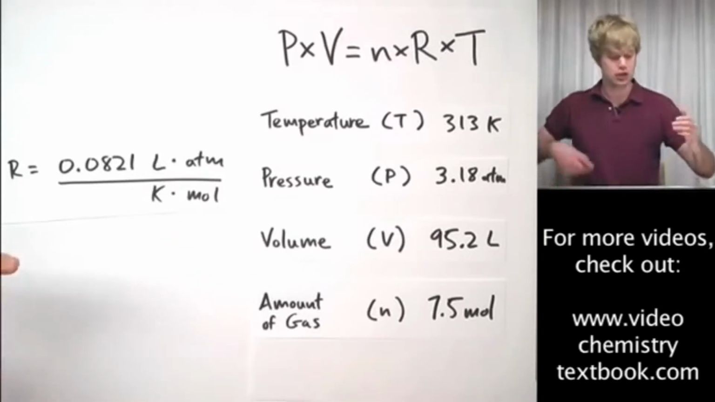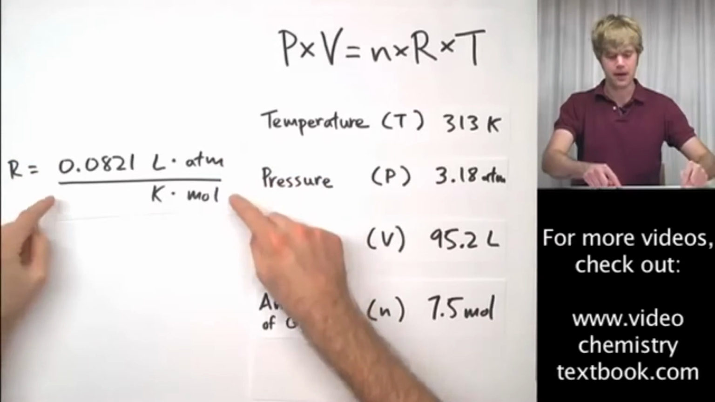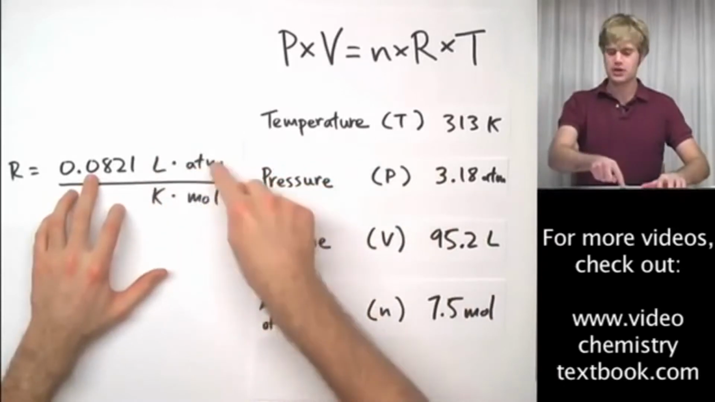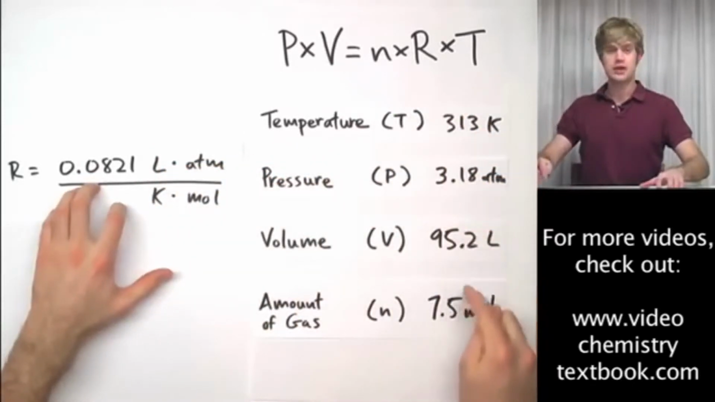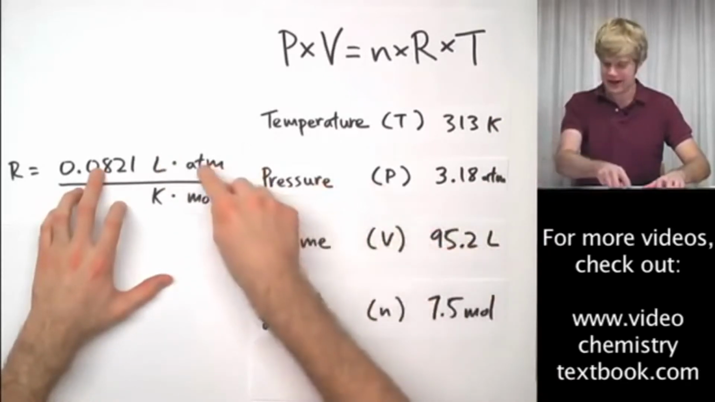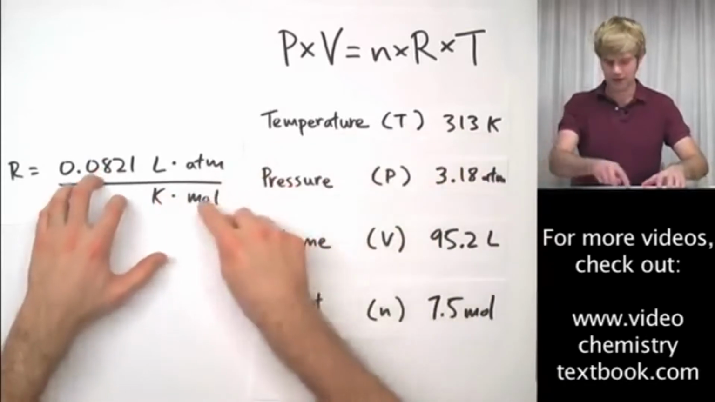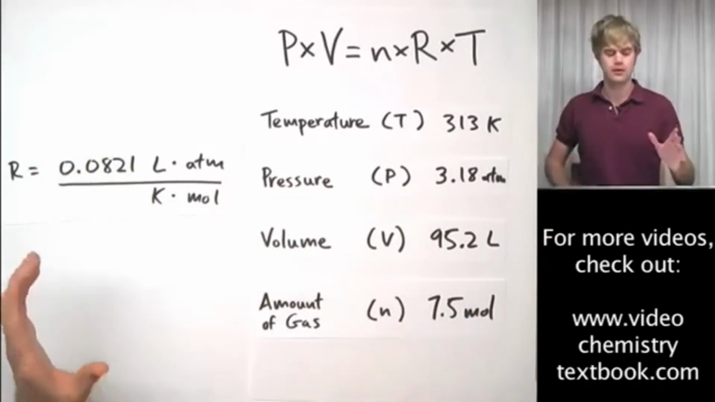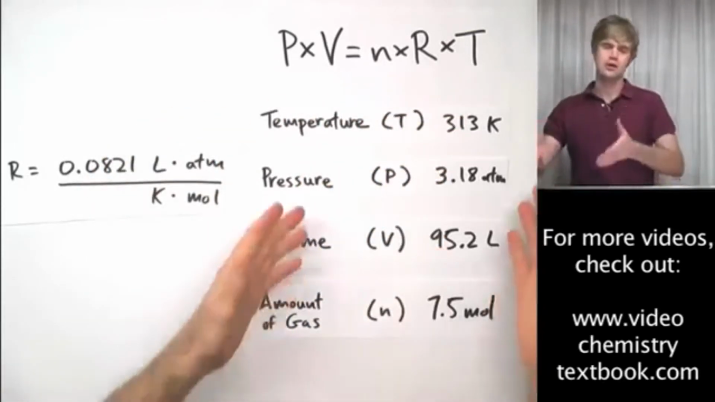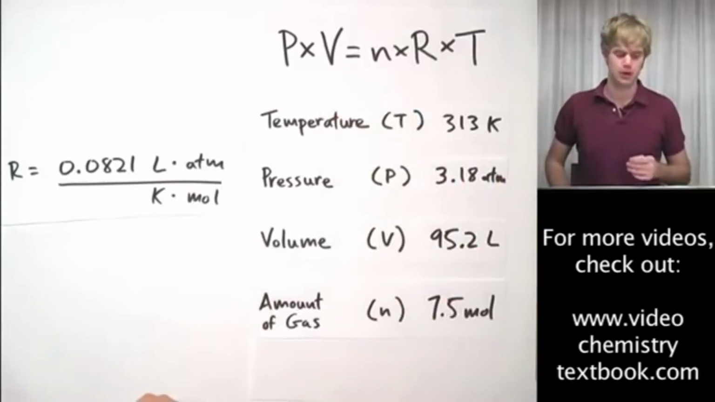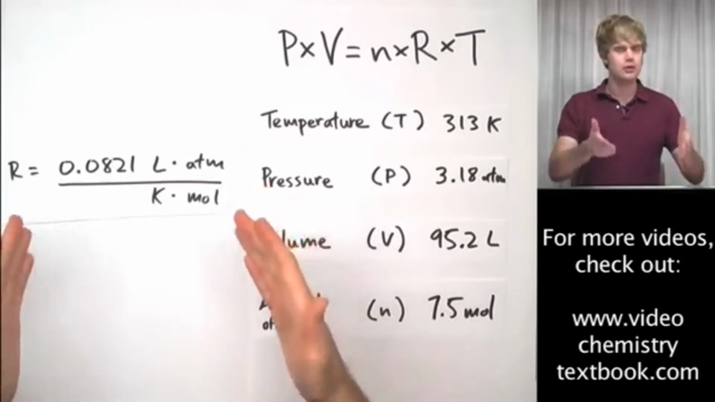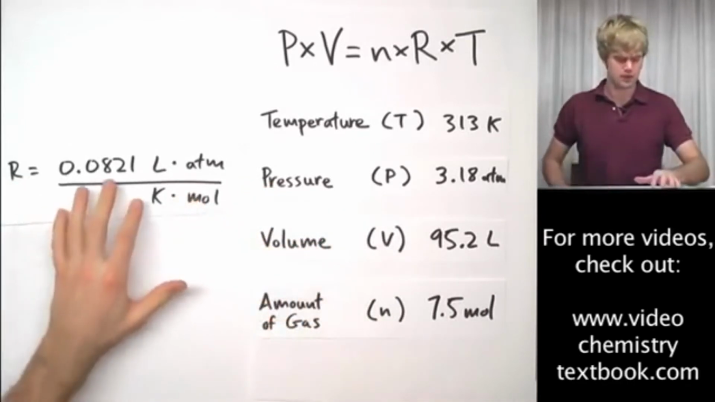Now notice that this is a fraction. It has both a top and a bottom, and it also is not just a number, but it has units. And check this out: the units on R match the units in my problem. They match the characteristics that I'd be using. So I have liters here, liters there, atm, atm, Kelvin, Kelvin, and moles, moles. You always want the units on R to match the units of the characteristics in your ideal gas problem. Because you always want the units to match, there are also different values of R, although I'm going to be using this one mostly for the videos I'm doing.